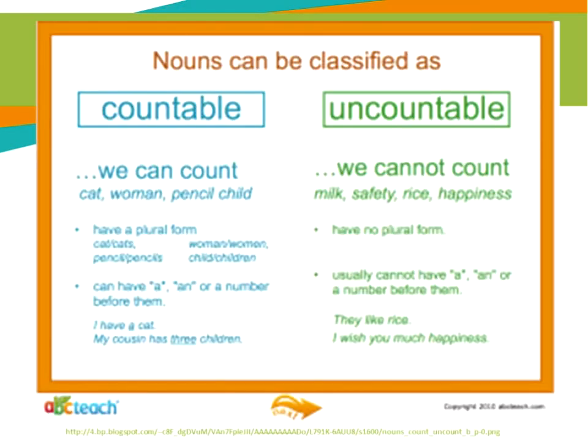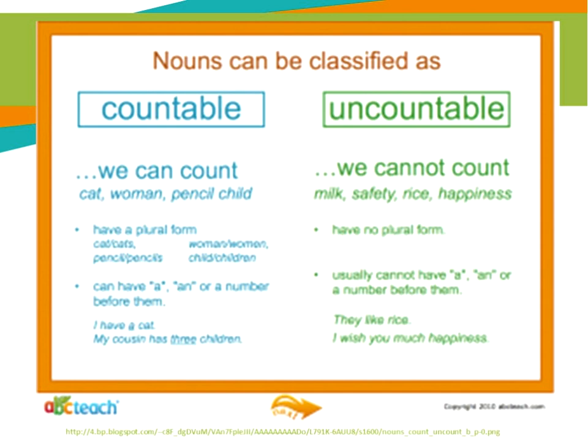¿Ok? Another tip. Here we have, we can count cat, woman, pencil, child. So, when we are talking about countable nouns, you have a plural form. Like, for example, cat, cats, pencil, pencils, woman, women, child, children. So, countable nouns have plural.